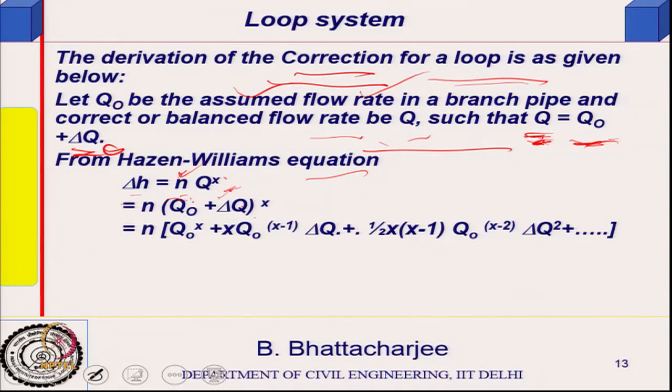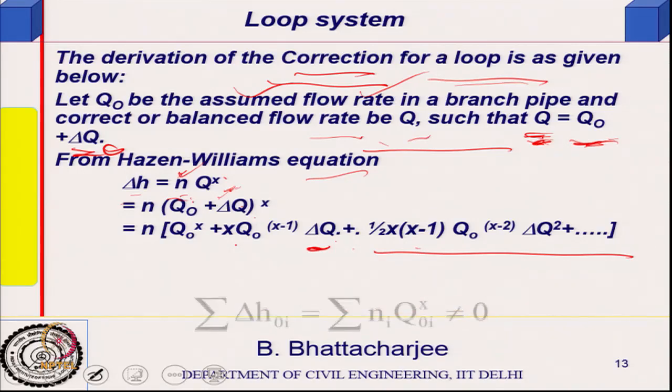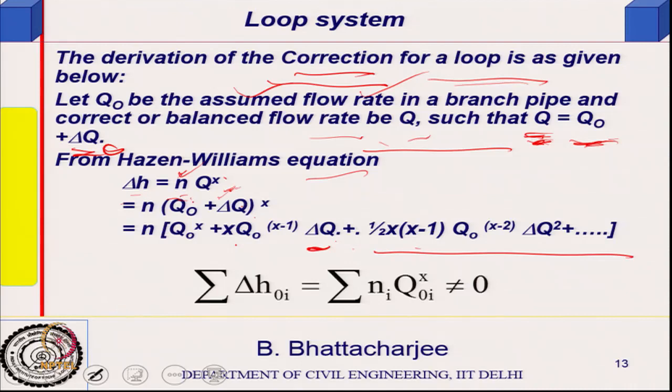Now, this is a binomial, and I can expand it through binomial expansion. So, q 0 to the power x, x q 0 to the power x minus 1, and so on. Every time I will have delta q, then delta q square, delta q cube, etcetera. So, what can I do? I can ignore all of this, because delta q will be relatively small. Ignoring all this part, I can find out delta q.